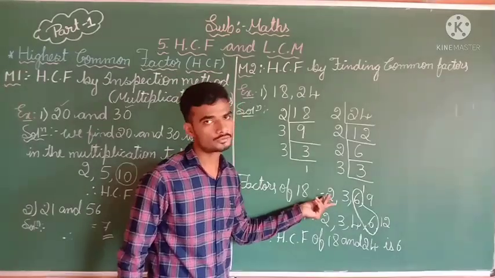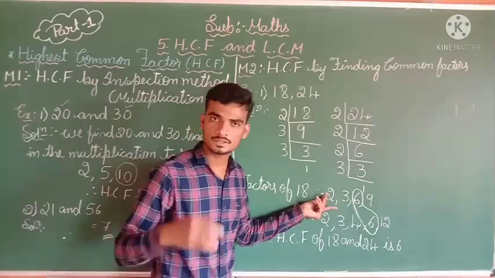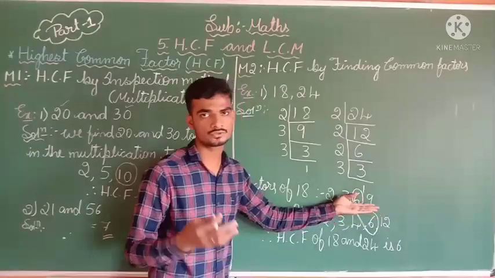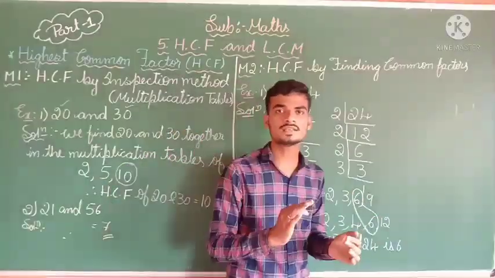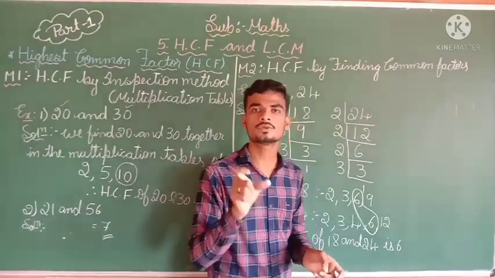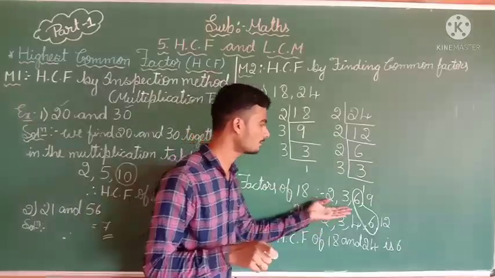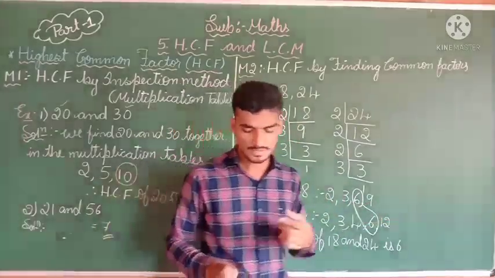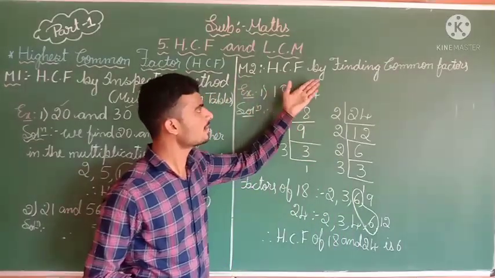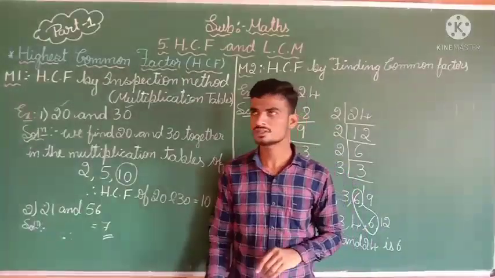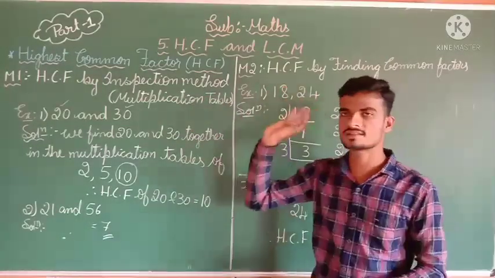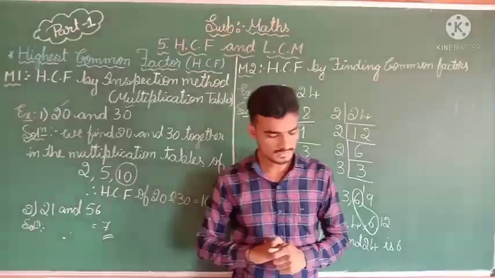You know how to find the factors, so you use that method and follow it here. But I have written it directly, you should not get confused, because I have explained the factors well and clearly in a previous class. I hope all of you know about the factors well, so I have written it like this. So this is method 2, HCF by finding common factors. The first method was HCF by inspection method, the multiplication table, and this is HCF by finding common factors. These are the two methods.